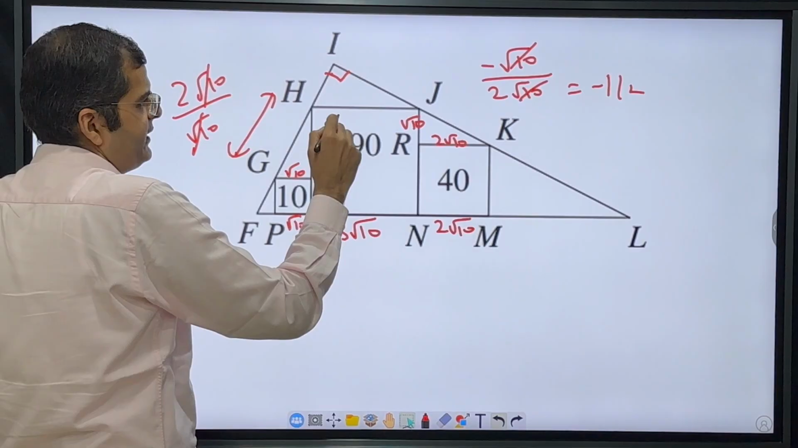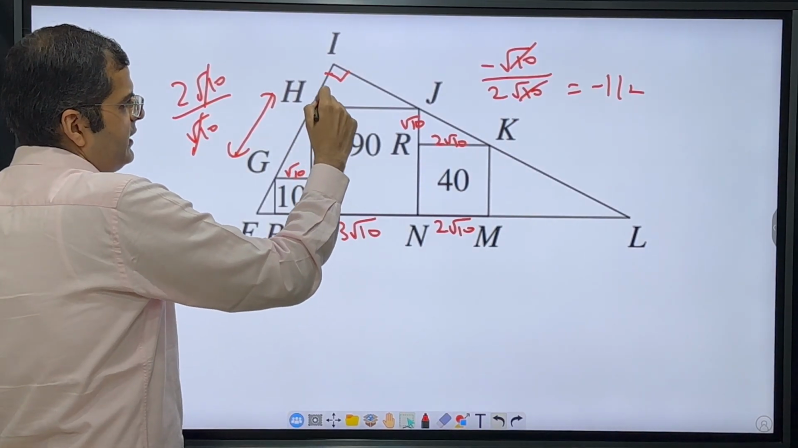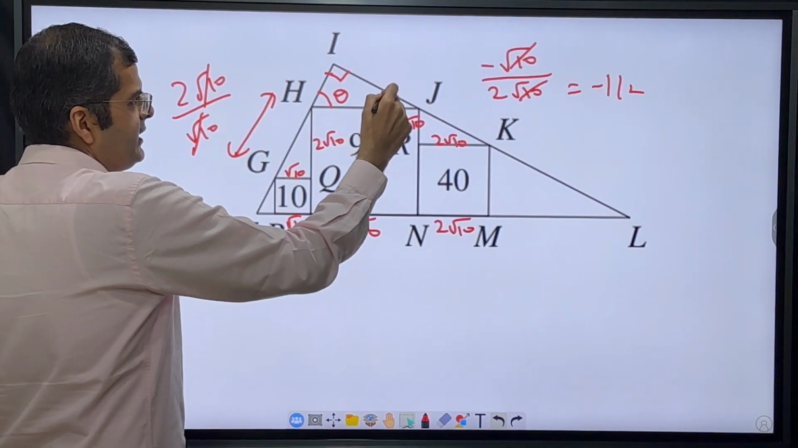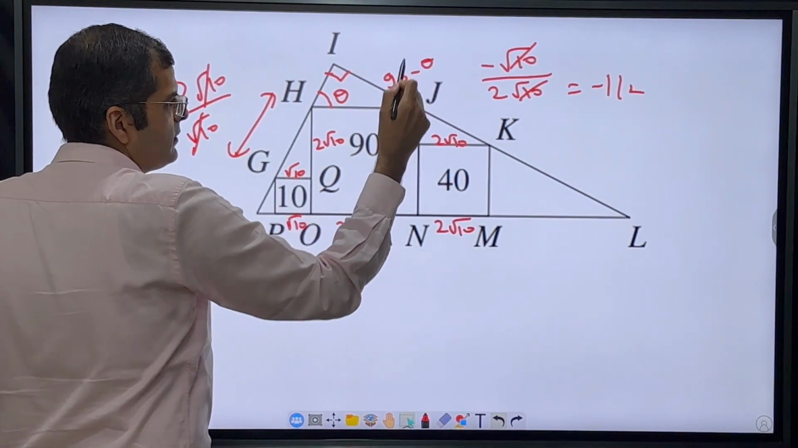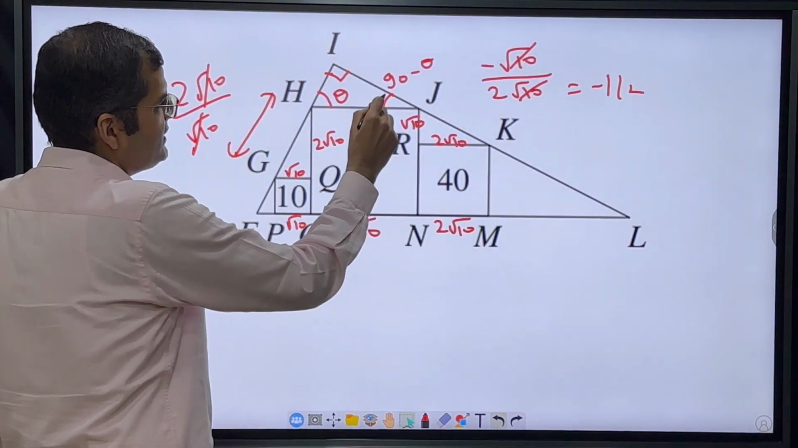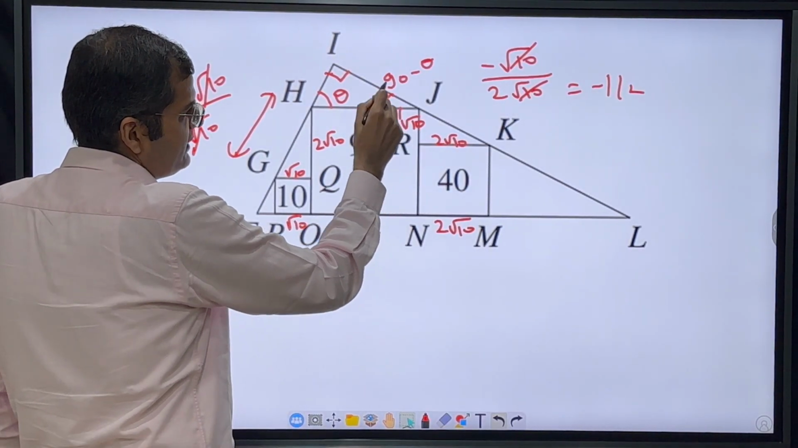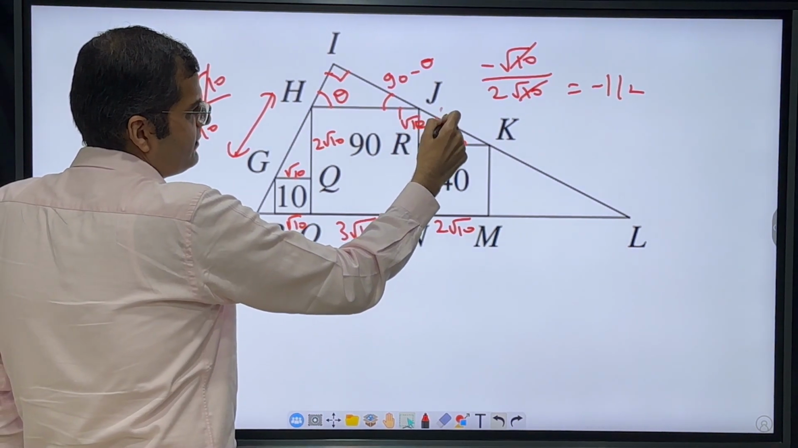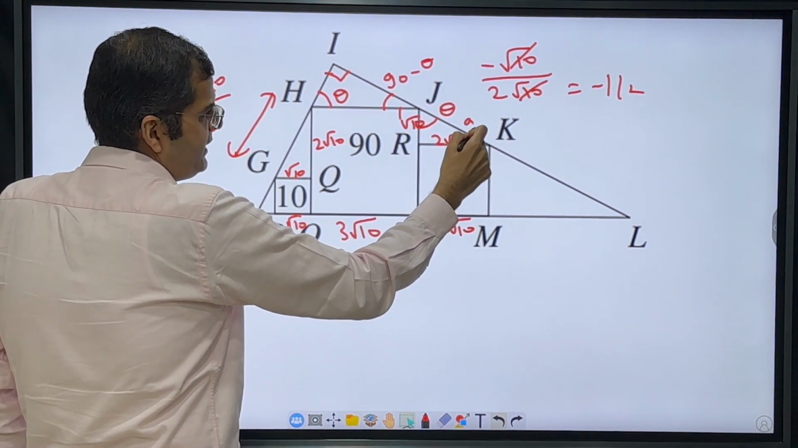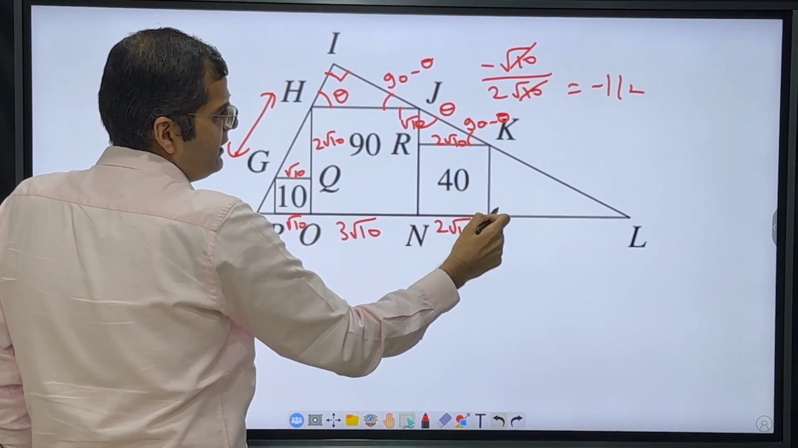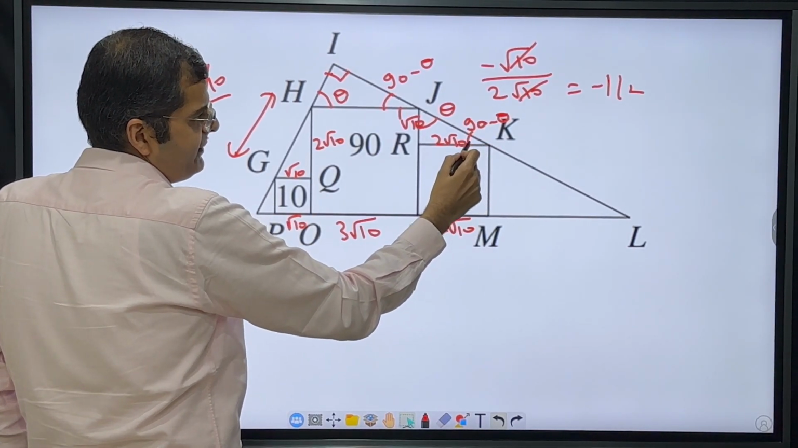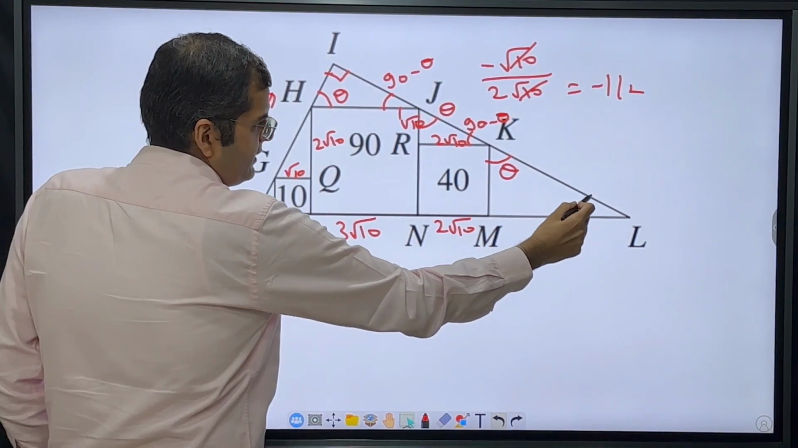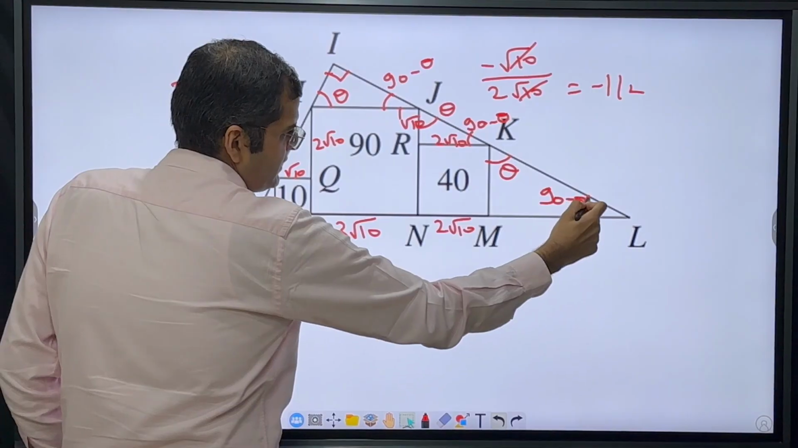Now, if this is 90 degrees, which we have figured out, let us assume that this is theta. Then this part will be 90 minus theta. Now, if this is 90 minus theta, and here it is 90, the entire thing is 180, so this angle has to be theta. That means this becomes 90 minus theta. And similarly, by the same logic, if this is 90 minus theta, and it is 90 here, this has to be theta. Then this becomes 90 minus theta.